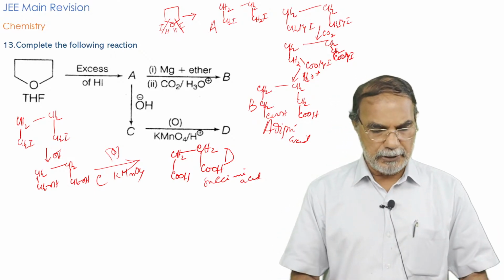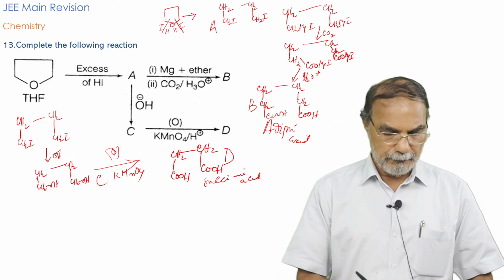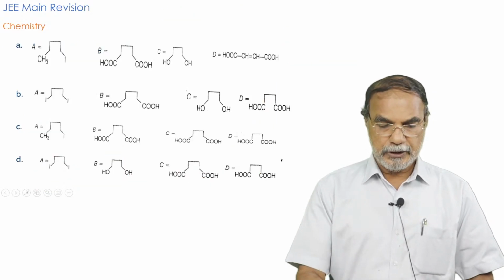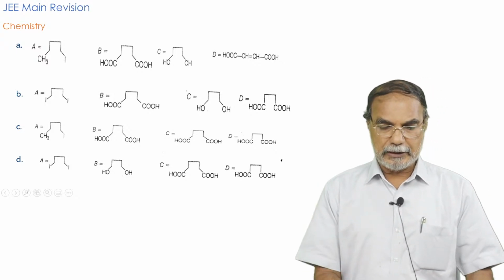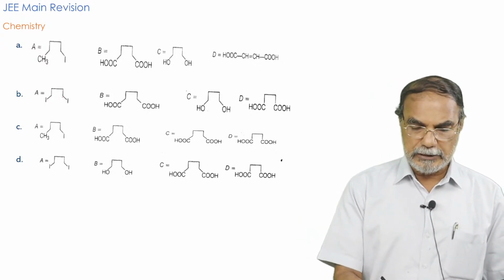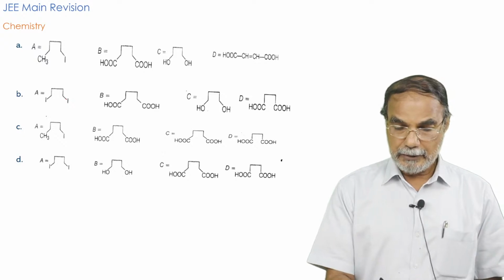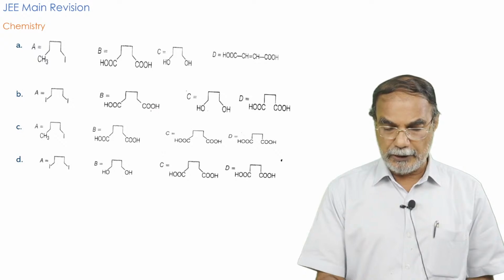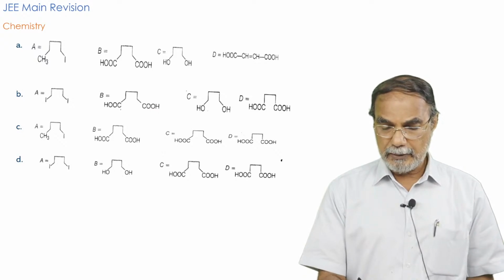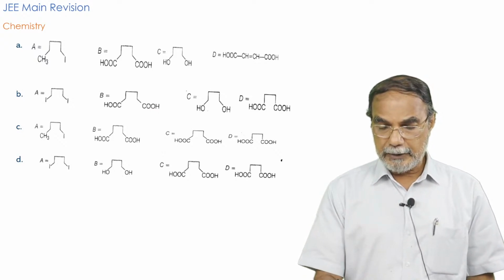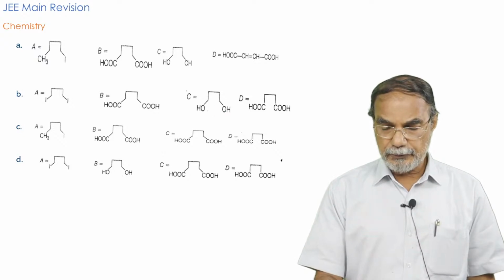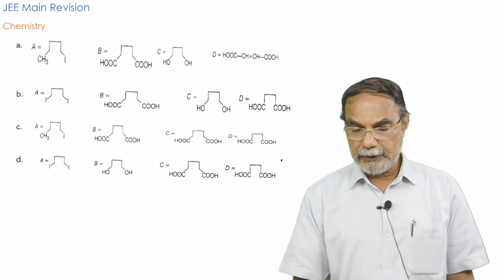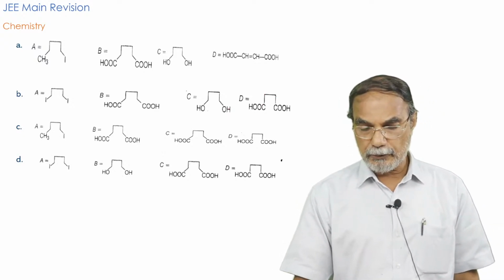The options are given in the next page. So what is the correct option? You have CH2, CH2I, CH2, CH2I, that is A. And then you have CH2, CH2COOH, CH2COOH, that is B. And C is the dihydroxy compound, CH2, CH2OH, CH2, CH2OH. And D is the compound CH2COOH, CH2COOH.